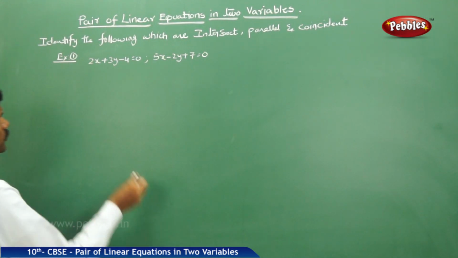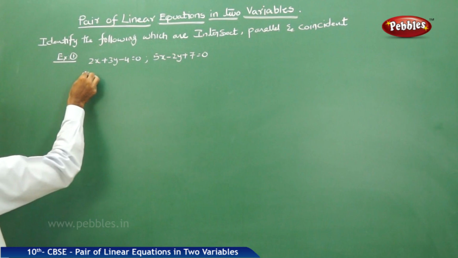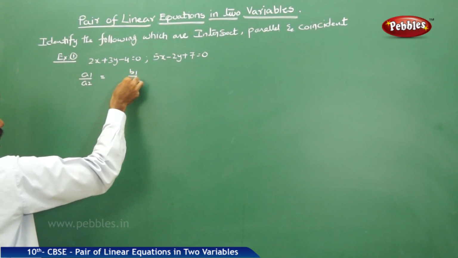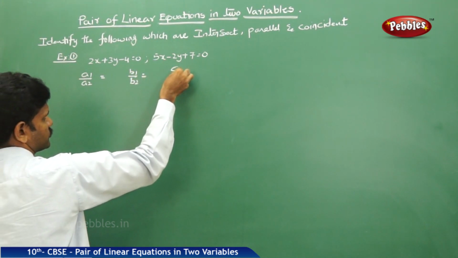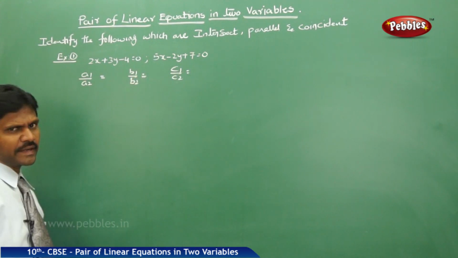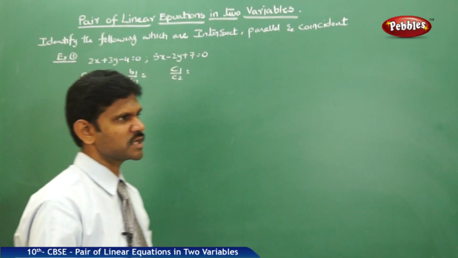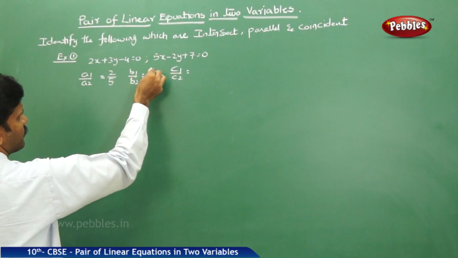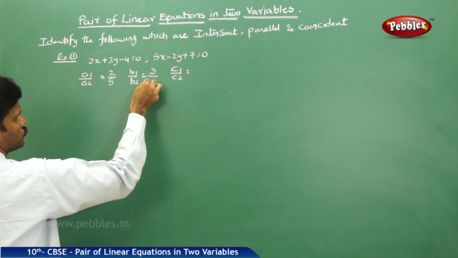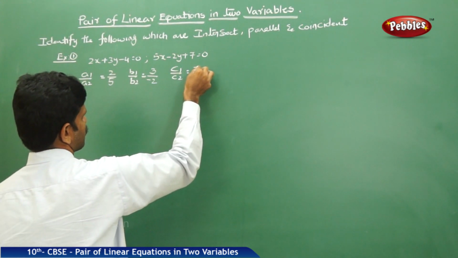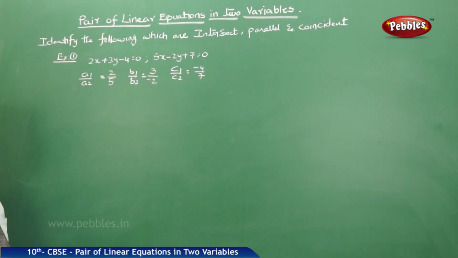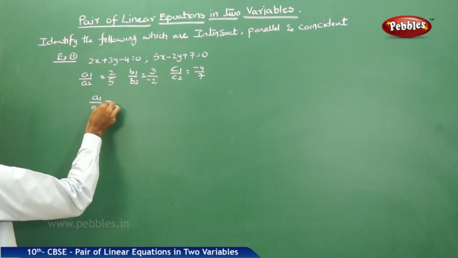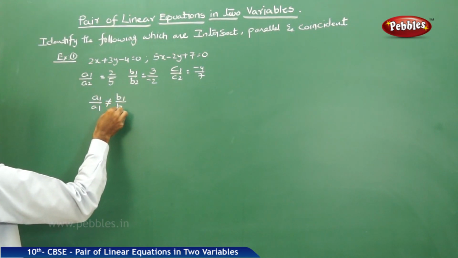Now, identify the positions of a1 by a2, b1 by b2, and c1 by c2. First of all, write the positions of these three. After that, we can understand this very easily. Now, a1 by a2 is 2 by 5, b1 by b2 is 3 by minus 2, and c1 by c2 is minus 4 by 7. That means these two are not tallied. I can conclude that a1 by a2 is not equal to b1 by b2.